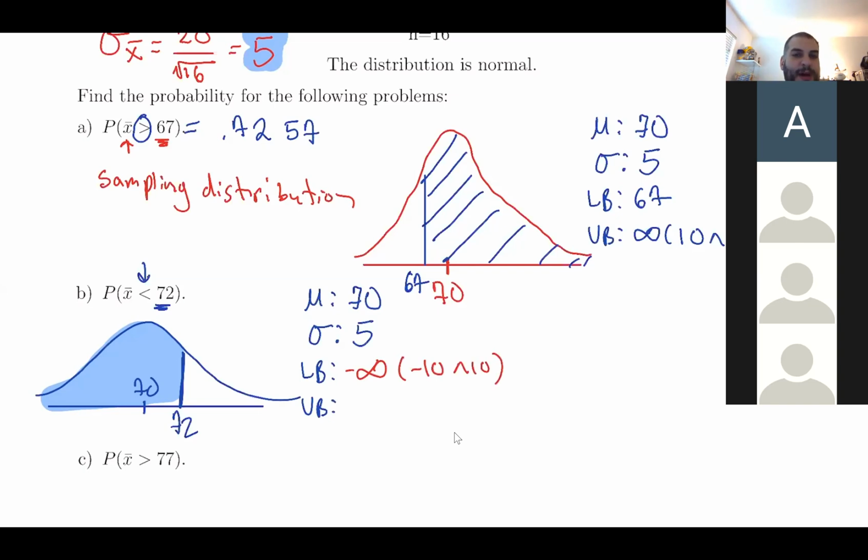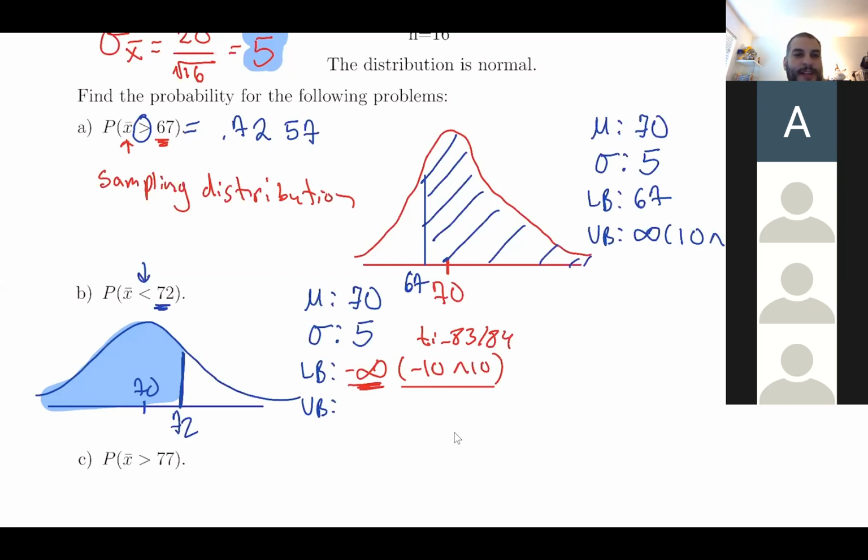What would be my upper bound? So negative 10. And what is that sign? Oh, for this one, you're using the class calc, correct? Yeah. You don't have to worry about this. This is only for people using the TI-83 or 84. But if you're using class calc, pretty much all you have to do is use negative infinity. All right. Cool.